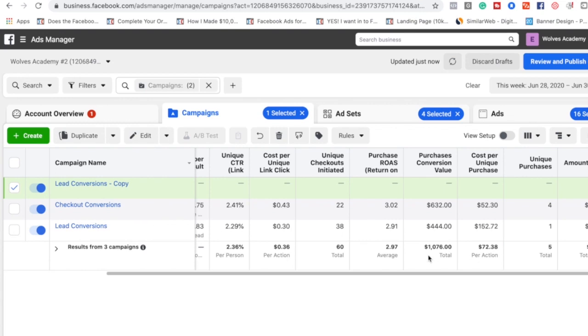So if we do the math here, we have 5 different purchases. What is that? 1,076. So yeah, we're not gonna go ahead and actually burn that. So what we're gonna do is we're gonna do lead conversions copy. We're just gonna keep it like that.